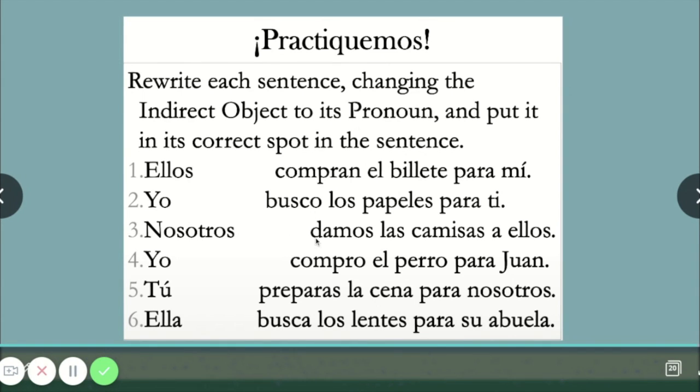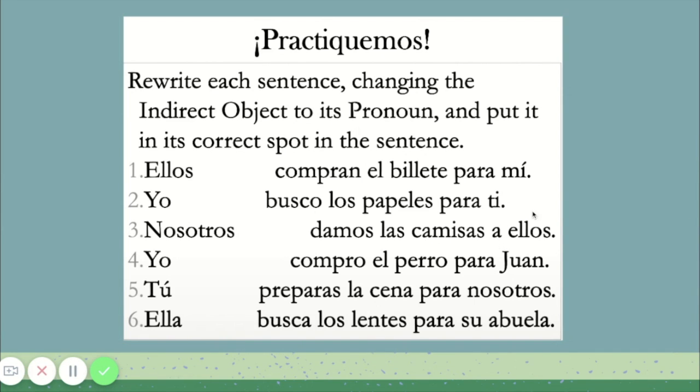Okay. Nosotros damos las camisas a ellos. Okay. We need to replace a ellos. Anyone remember what indirect object pronoun we might use for a ellos to replace that one? Good, princess. A ellos. Okay. We could say les. Les. Nosotros les damos las camisas. Okay.